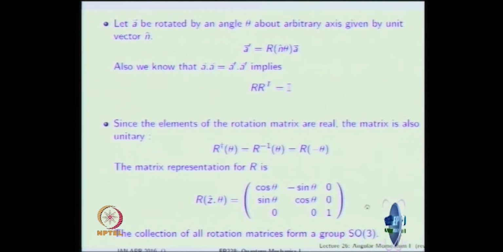So I'll ask you, what is SO4? The same way, the set of proper rotations in 4 spatial dimensions. 4 spatial dimensions you are not able to see, but suppose you think that we are in 4 spatial dimensions, you will have a 4 cross 4 matrix, right? And can I talk about a rotation about an axis in 4 dimensions?